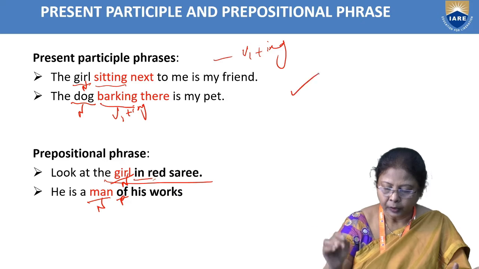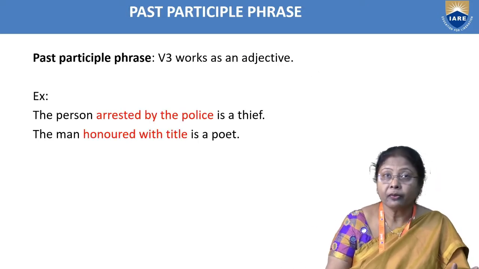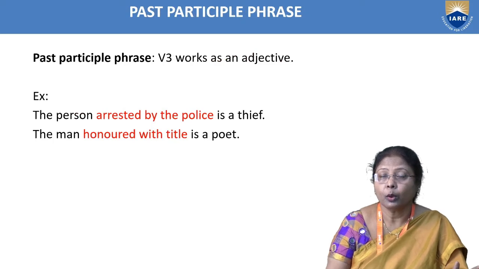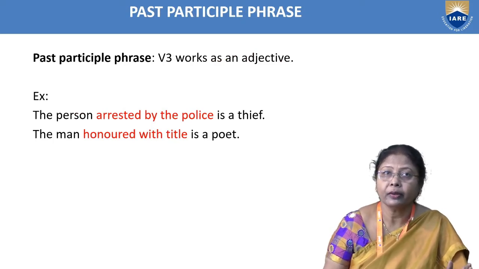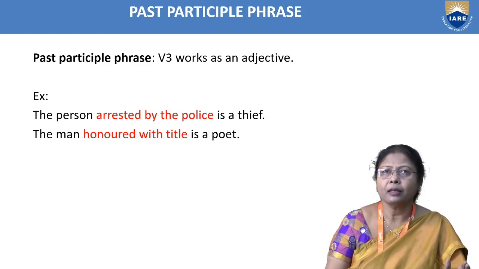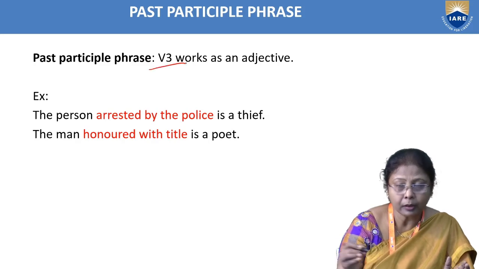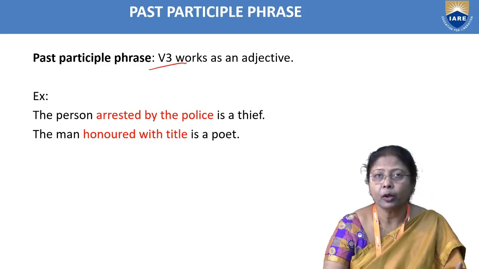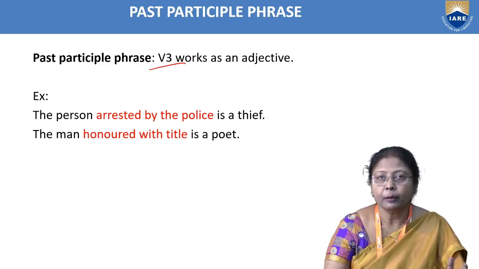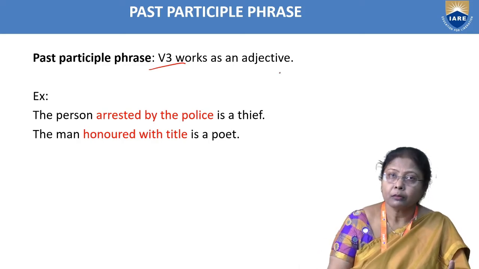Clear now? Yes. The next one is the past participle phrase, another one which comes under post modifier. Even a past participle phrase acts as an adjective here. What is a past participle? We already saw it in pre-modifiers also. V3, the third form of the verb. This also acts as an adjective after the noun.